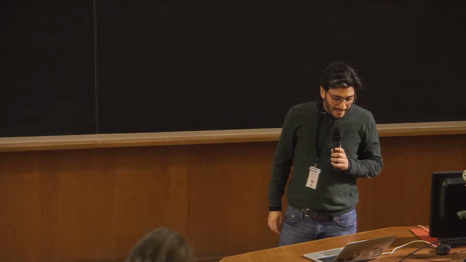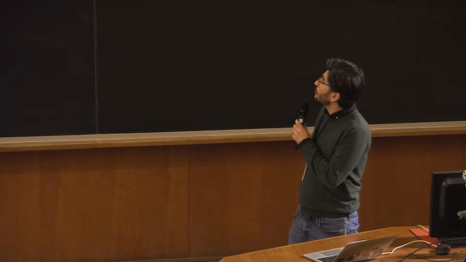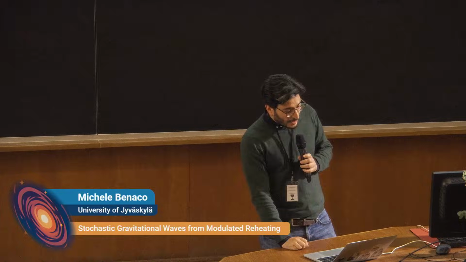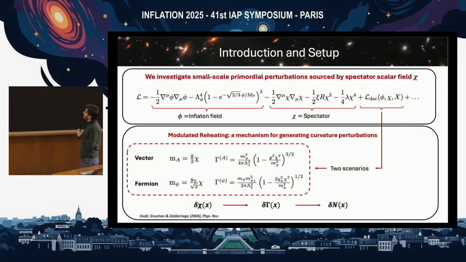Hello everyone, I'm Michele, and I will briefly talk about stochastic gravitational waves from modulated reheating. Now, what we basically did was to investigate small-scale primordial perturbations sourced by an X-like spectator field. You can see our Lagrangian. We have phi the inflaton, chi the spectator, which has a non-minimal coupling to the Ricci scalar, and an X-like self-quartic coupling. We applied the modulated reheating, which basically means that the decay rate of the inflaton depends on chi.